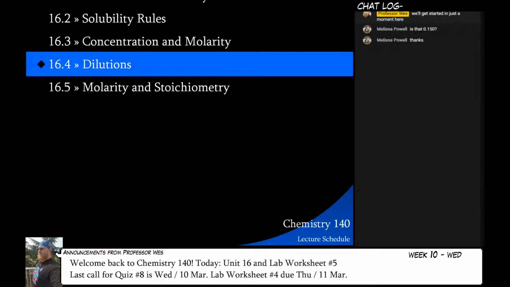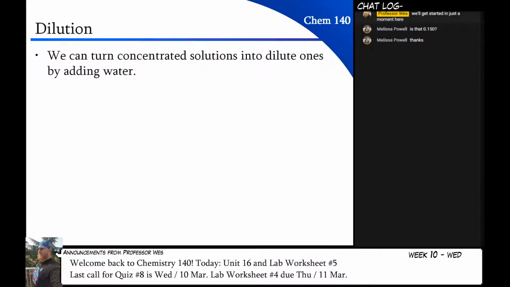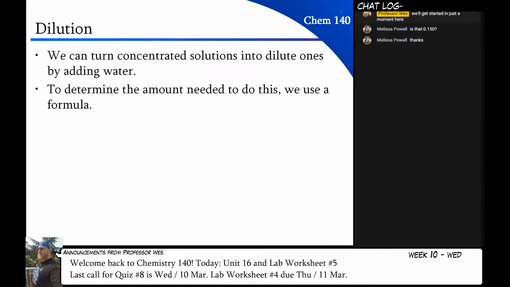So, let's take liquid solutions that have already been prepared and change their concentration to whatever it is that we want, as long as that concentration is smaller. That action is called a dilution. You add water to a concentrated solution to reduce its molarity. Now, there is a special formula that we use for dilution, and that is this right here. It's called the dilution formula.